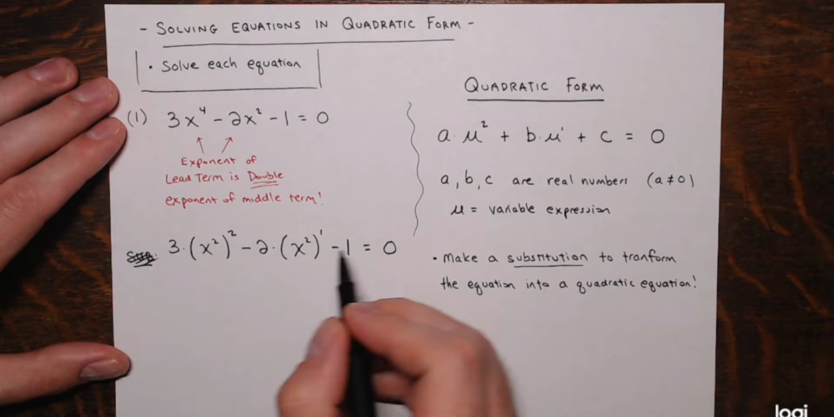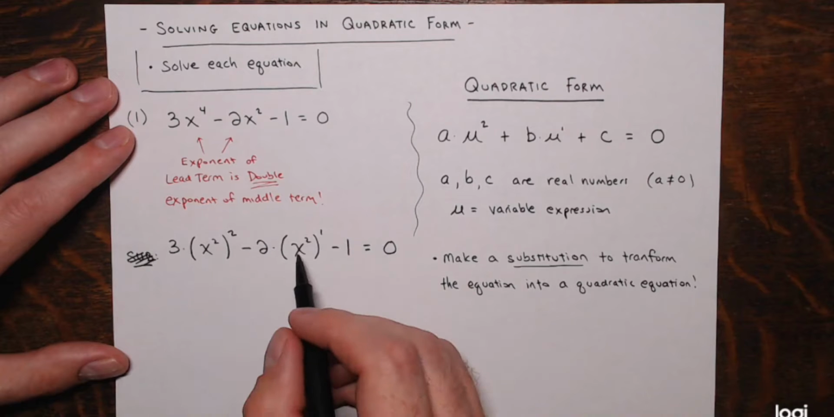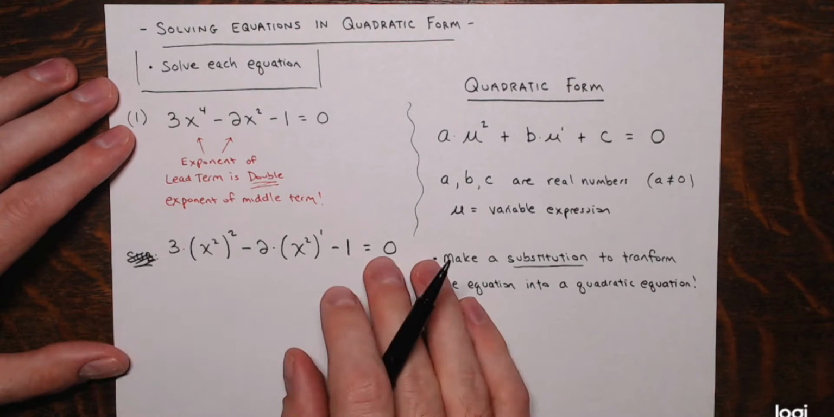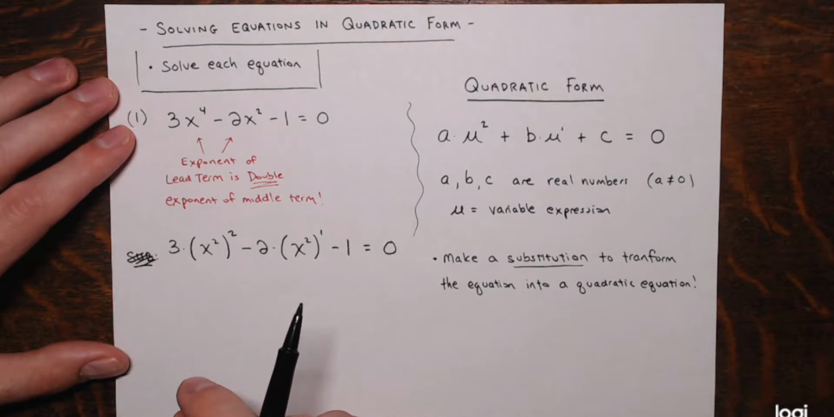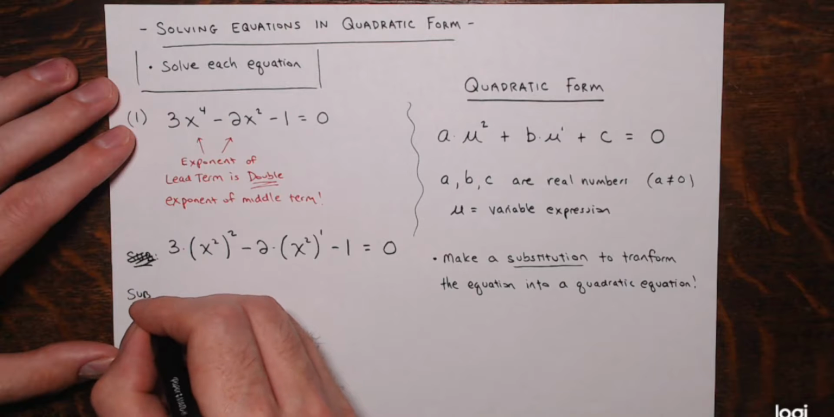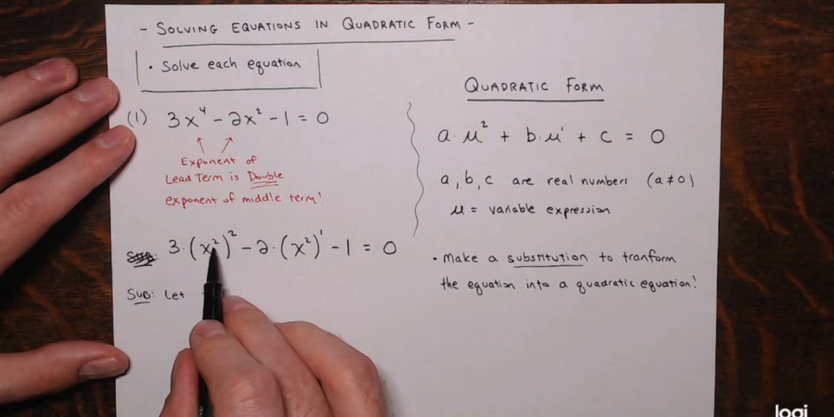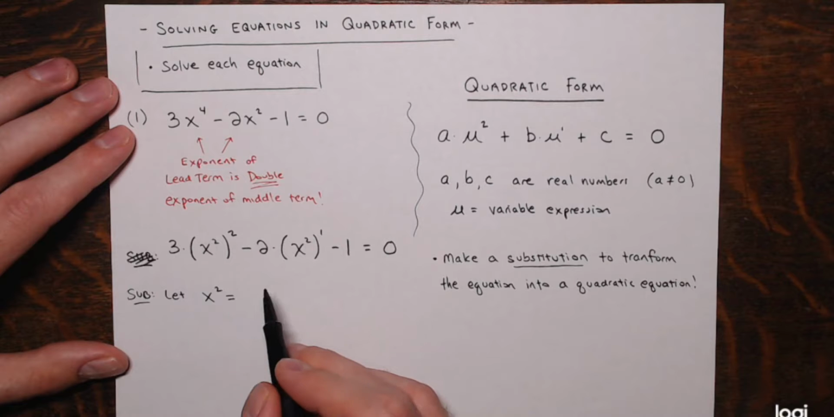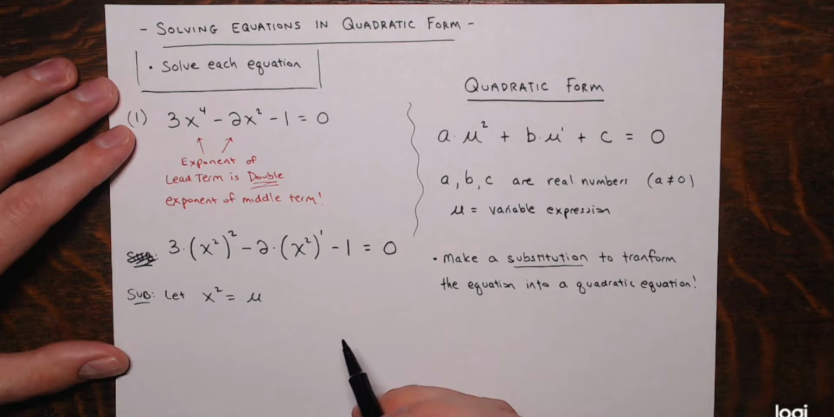So now I can see more easily what to substitute for. If I replace x squared with some other letter, something other than x, then we'll be transforming this equation into a quadratic equation in that new variable. So here comes the substituting part. I see x squared squared here, x squared to the first here. I'm going to replace x squared with some other letter. I'll just use u, like back in my quadratic form.